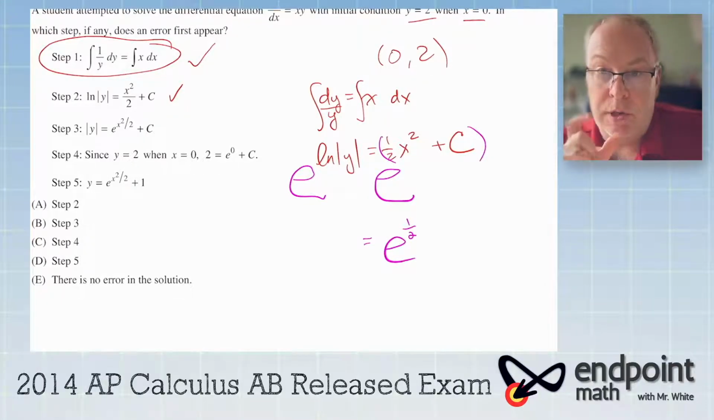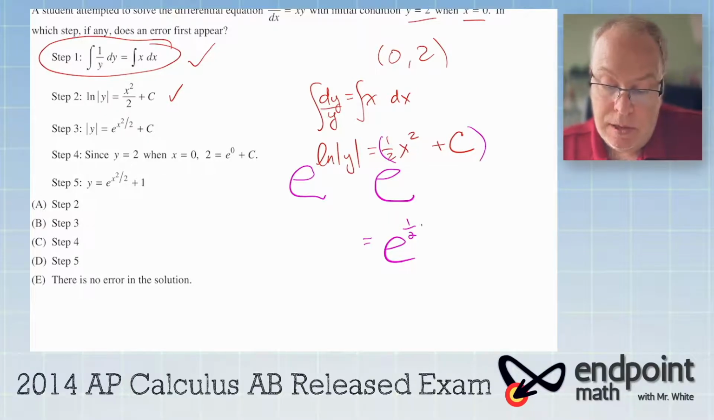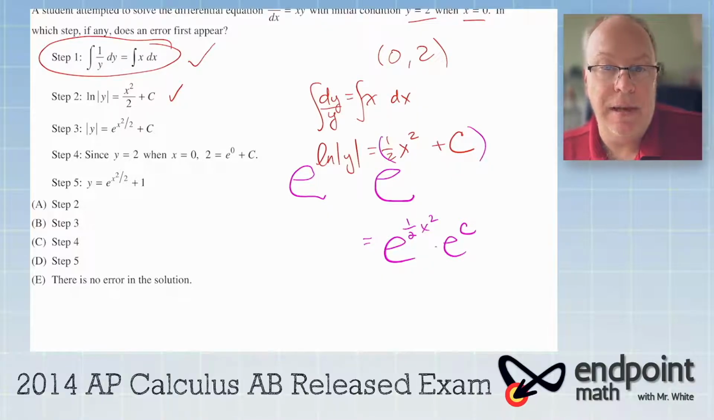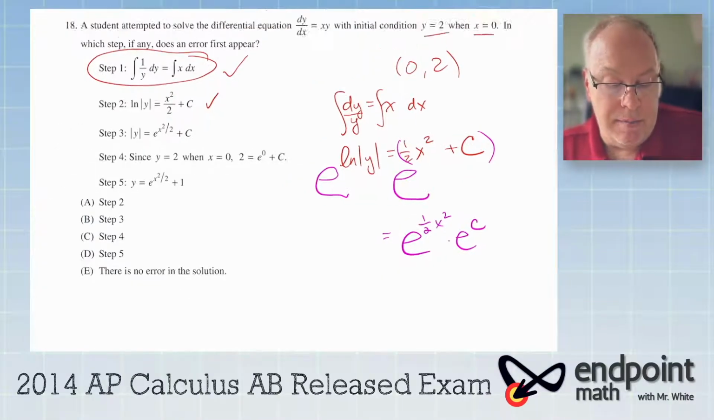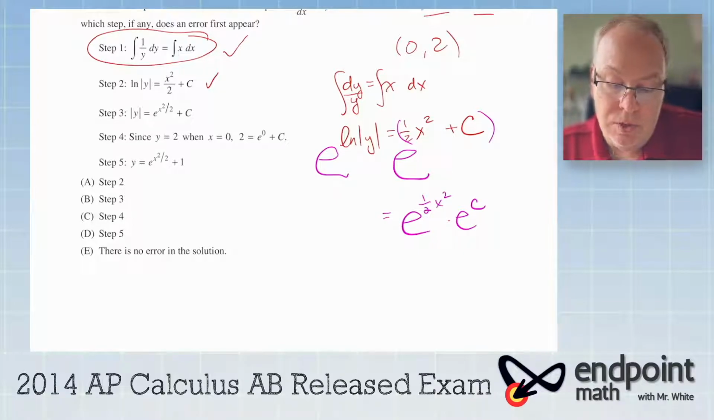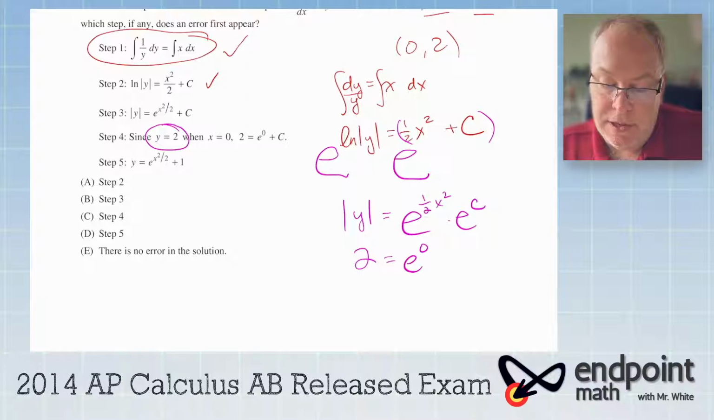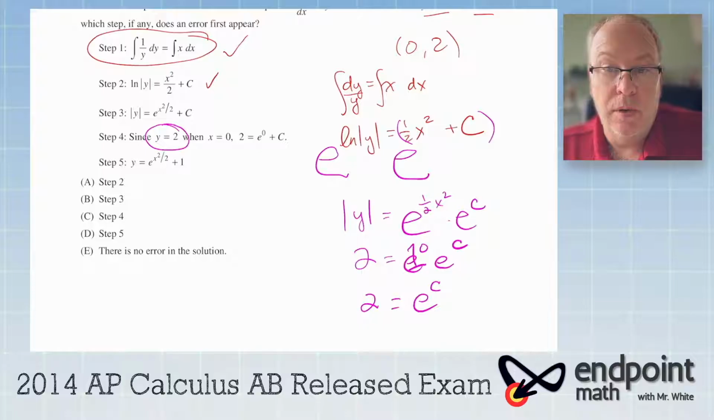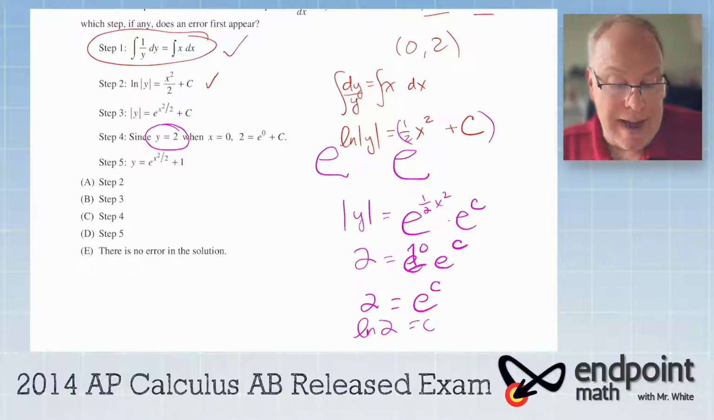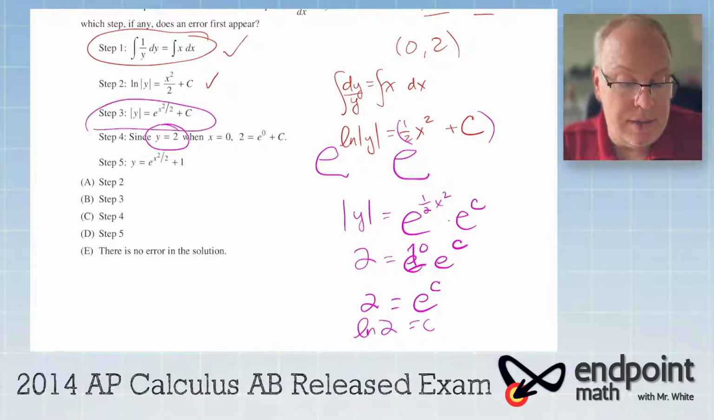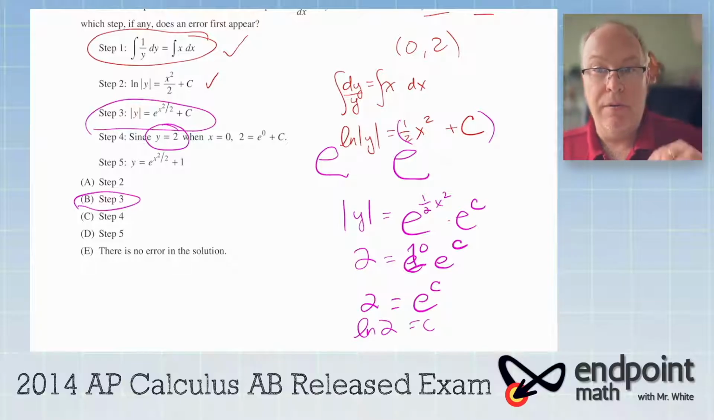Remember when you're adding exponents like that, it's the same thing as multiplying. So you could think of that as e to the c being up there. So right there was the mistake, because if you plug y equals 2, and x equals 0, you get e to the 0, which is just 1, so e to the c is 2, so that means c equals the natural log of 2. Not what they have there. So it really went wrong on step 3, and B is the correct answer.